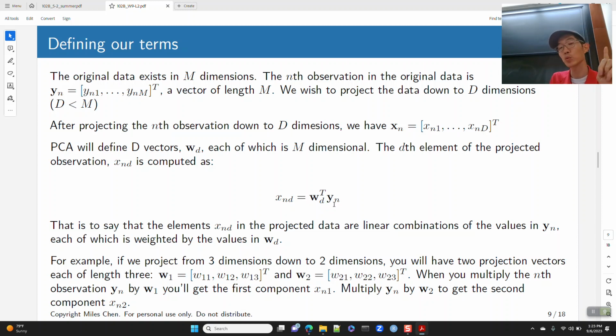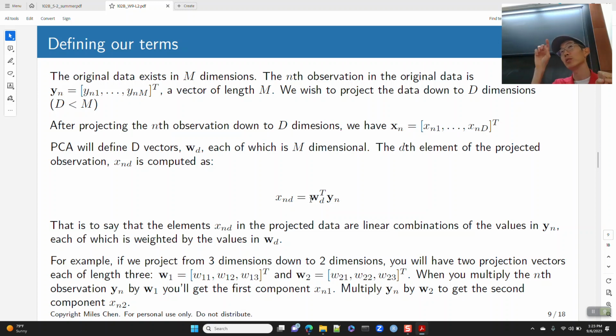When you do w transpose y, this gives us one scalar value. And so for the nth observation, we're going to multiply by w, and we're going to get x sub n. Now we have d of these w vectors. So if y exists in 3 dimensions, and I want to reduce it down to 2 dimensions, I'm going to have 2 w vectors. Okay, each vector in w is going to be length 3.